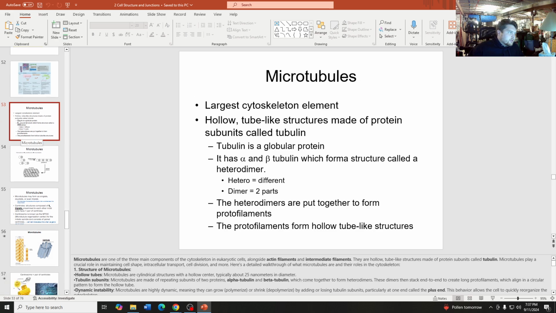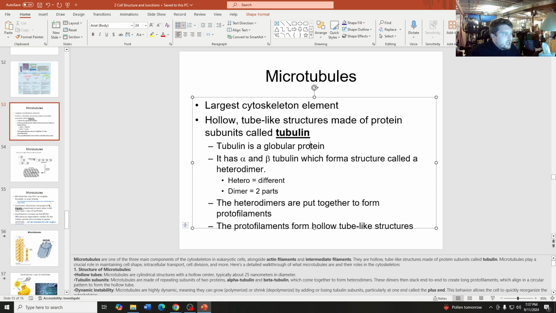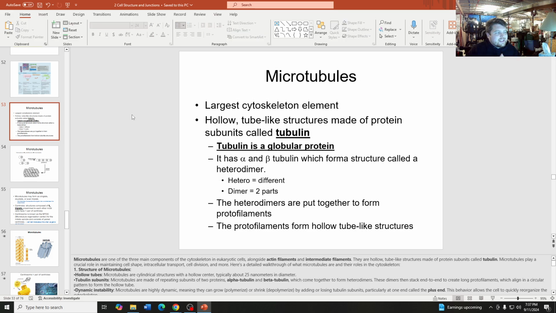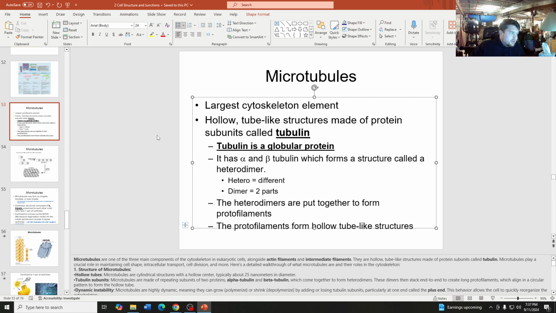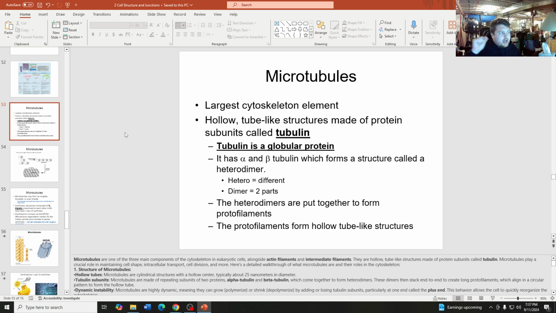So microtubules, we touched on these already before. And these are the largest cytoskeletal element. They are hollow tube-like structures made up of protein subunits called tubulin. Tubulin, this is going to be on the test. Tubulin is a globular protein, so make sure we know that. Tubulin also has two different types: there's an alpha tubulin and a beta tubulin, which forms a structure called a heterodimer. So when we take a single alpha tubulin and a single beta tubulin and put them together, that is a heterodimer. So two different parts.